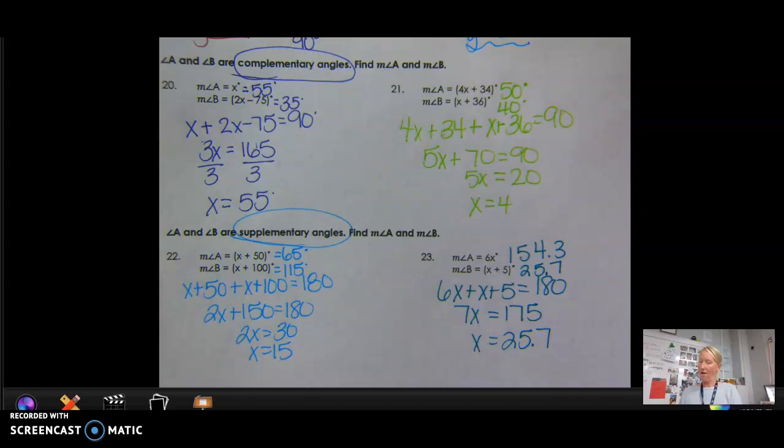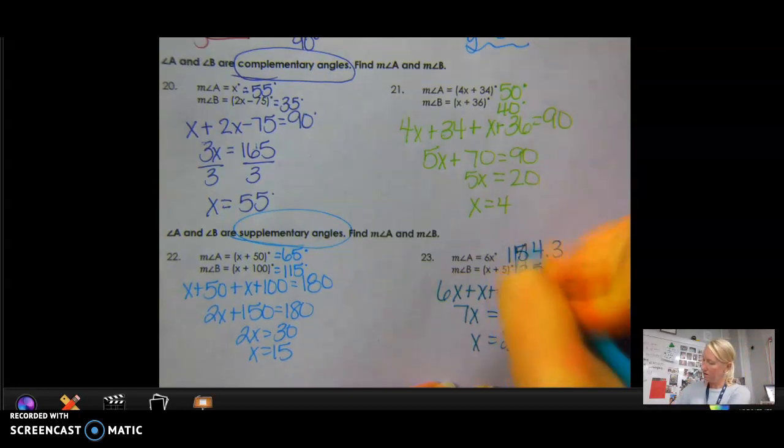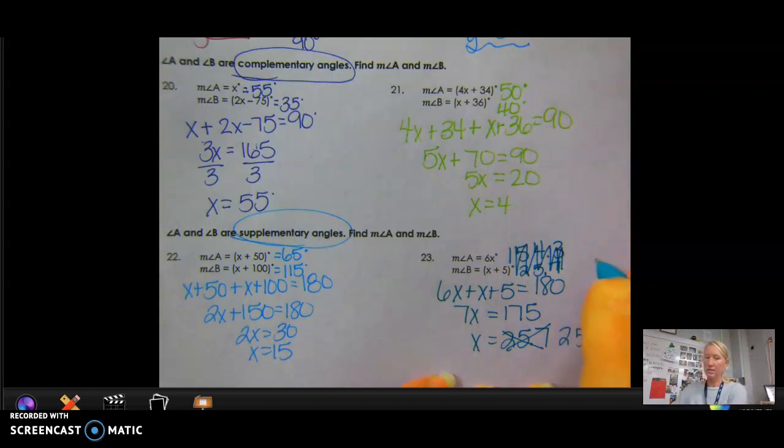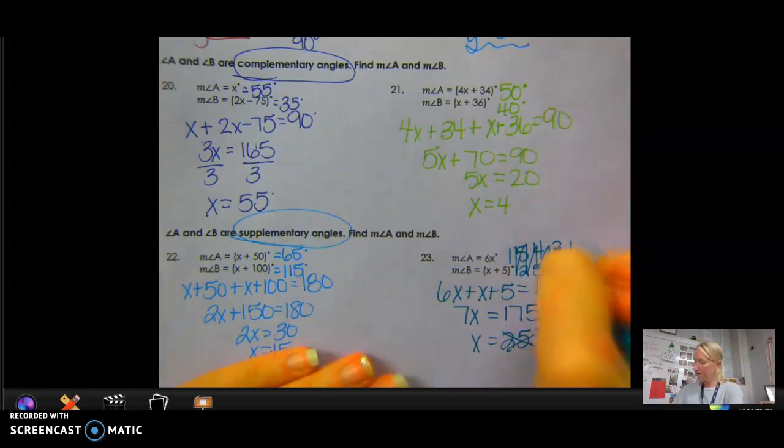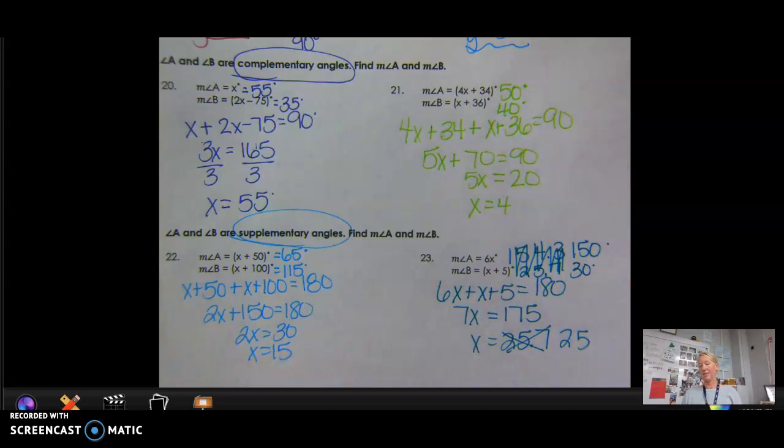That does not make sense. I'm making a mistake somewhere, guys. Where am I making a mistake? Alright, I found my mistake. This is not 25.7. 175 divided by 7 is actually 25. Oh, lordy. Okay, so 6 times 25 is 150. So this is 150 degrees, and then 25 plus 5 is 30 degrees. That makes much more sense. Sorry about that, guys.